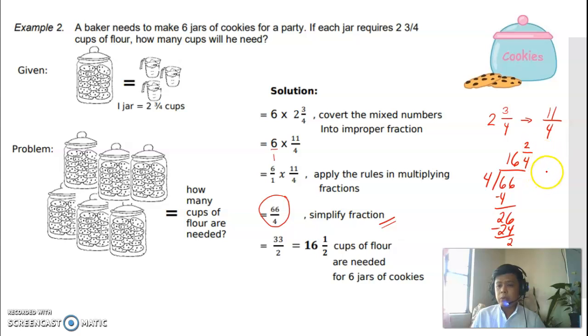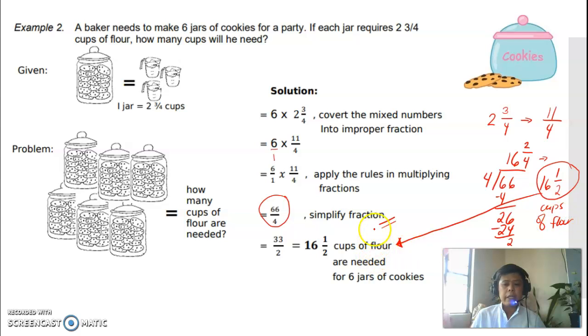Yung 2/4, pwede mo siyang i-simplify or i-reduce sa lowest term. Ang katumbas ng 2/4 ay 1/2. Yung 2 at 4, pwede mo i-divide sa 2 parehas. So, ang mas simplified form niya ay 16 and 1/2. So, kamukha tayo ng nakuha dito sa problem. So, syempre, lagyan natin ng unit. Cups of flour. So, kailangan niya ng 16.5 cups ng flour.